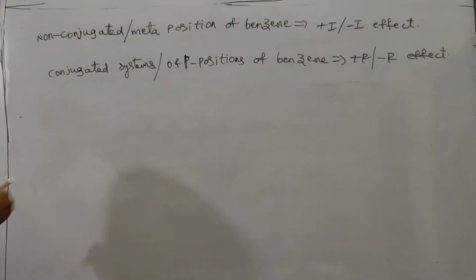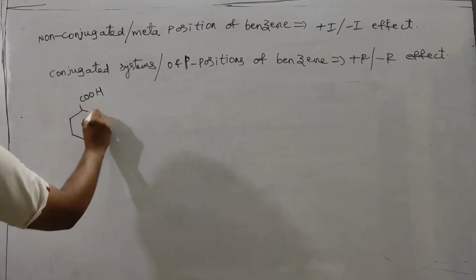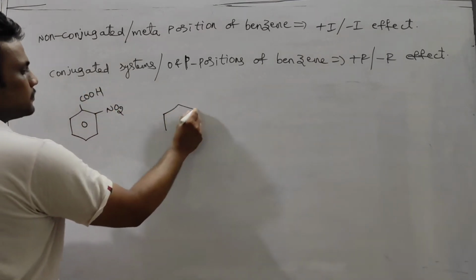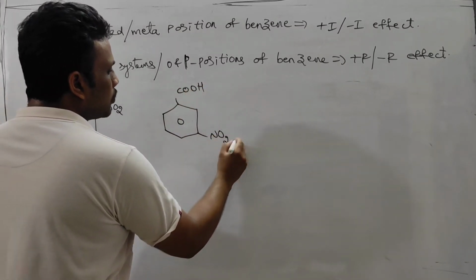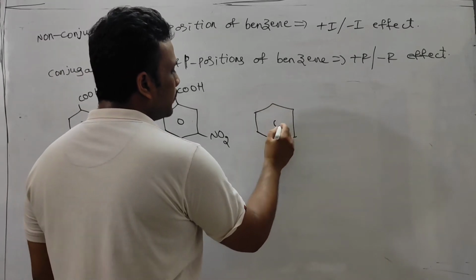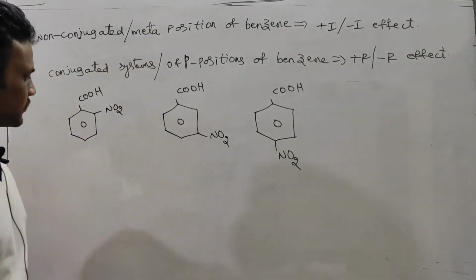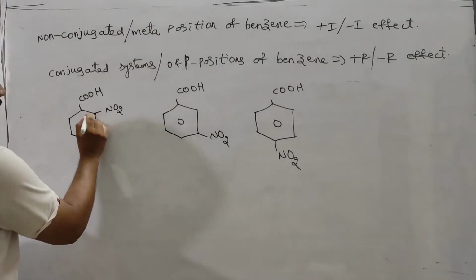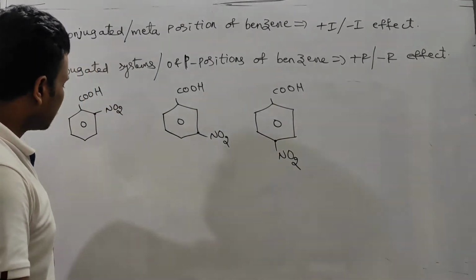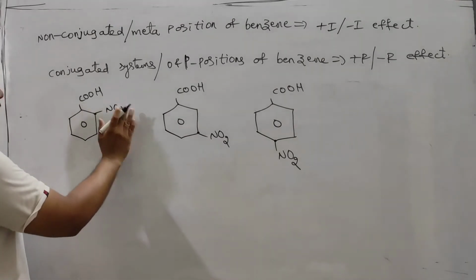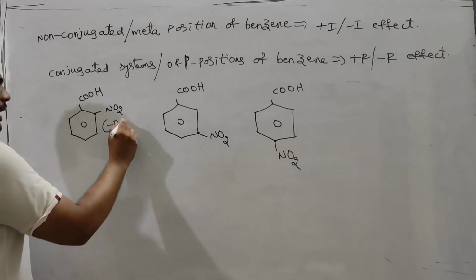Now you see, you have some groups like this. I am taking some compounds like this: ortho nitrobenzoic acid, meta nitrobenzoic acid, and para nitrobenzoic acid. This is at the ortho position, this is at the meta position, this is at the para position. Generally, the nitro group is a minus R group, minus I group, no doubt.